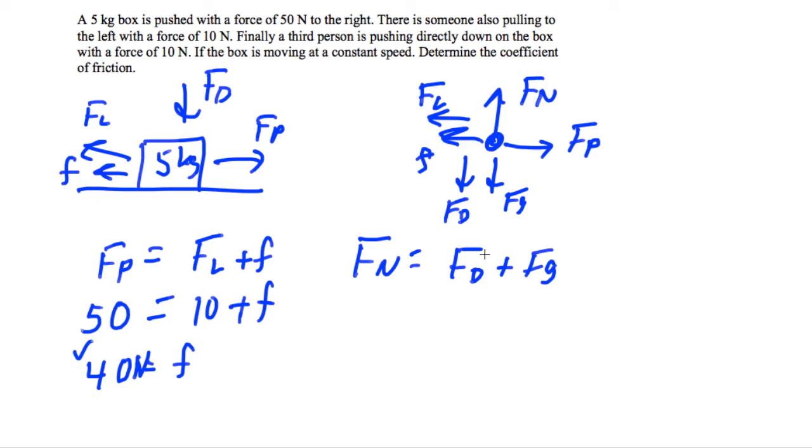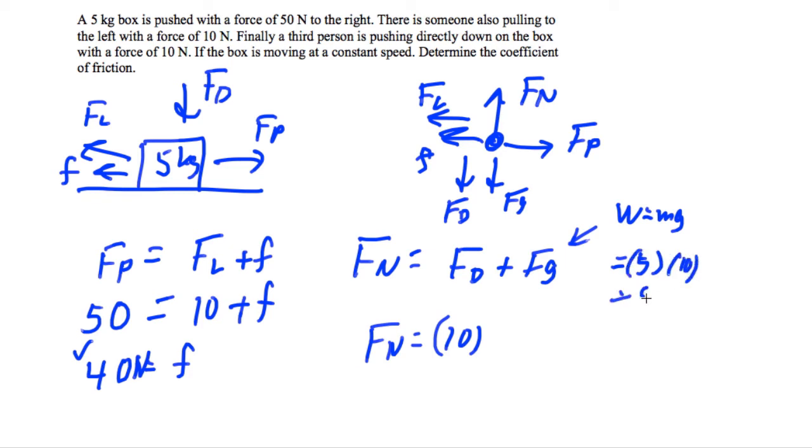Now let's see what we can do about this normal force. The normal force is unknown. I know the downward force is 10. And to get the gravity force, well, I know that weight is mg, and weight and force of gravity are the same, so 5 times 10. And so I'm going to get 50 newtons here. So I put in 50, and finally I'm getting that my normal force is a big fat 60 newton force.